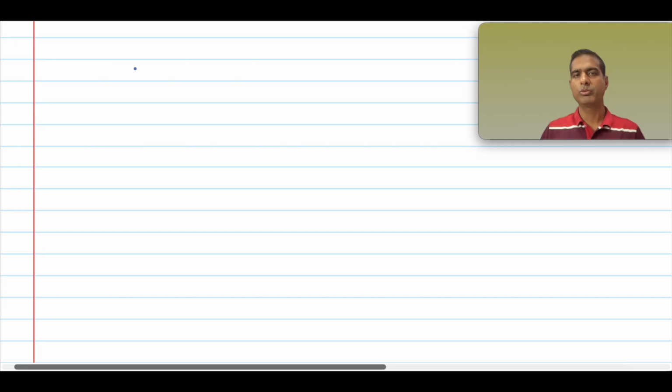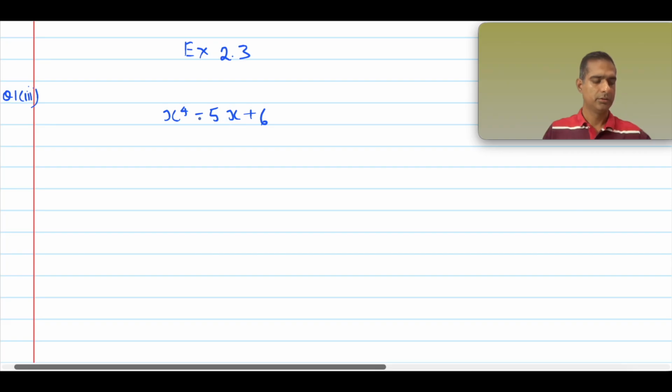Now let us try one more question from exercise 2.3. We already have discussed the first part of question number 1. Now let us take question number 1 and part 3. So the question is, we have to divide x to the power 4 minus 5x plus 6 by 2 minus x square. So we will write 2 minus x square in the standard form. So we can write it as minus x square plus 2.